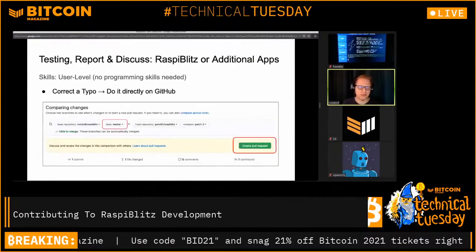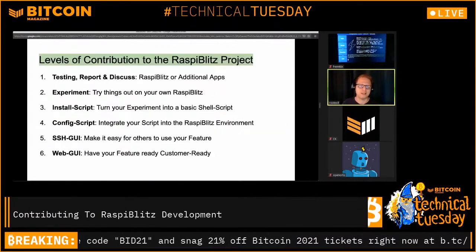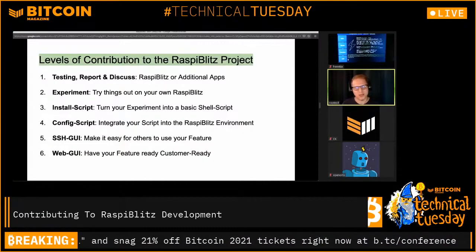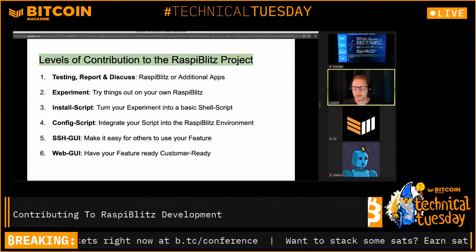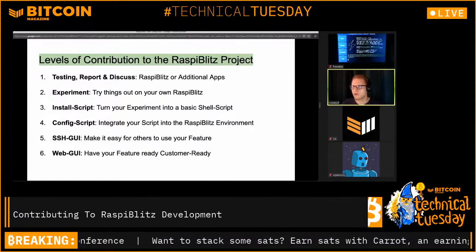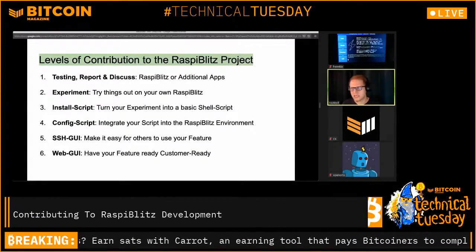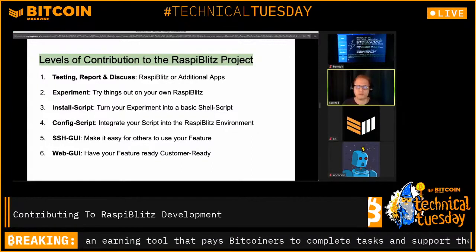Again, I'll maybe show the levels quickly again in the end, just to remember that those are the levels, and you can really start low. It's no problem, and it's a good way to get started. Sometimes on the issues you can find items with a label like good first issue or hackathon. Those are for when you're looking for ideas, what to experiment with, and what to maybe turn into an install script or config script. Just take a look at what issues are already there.